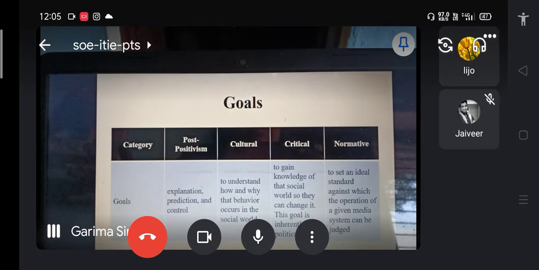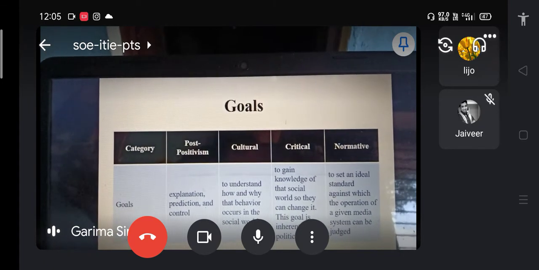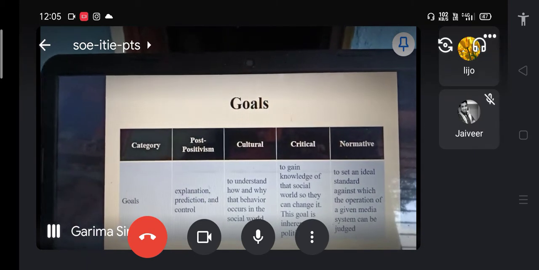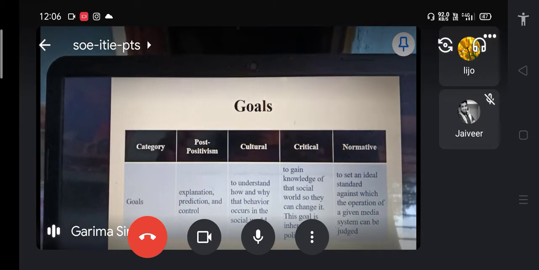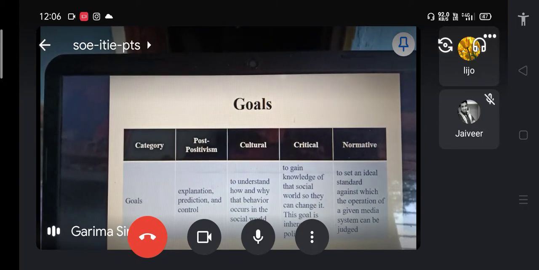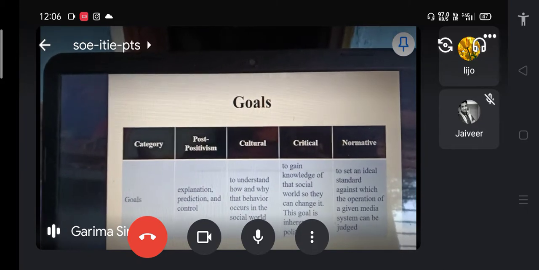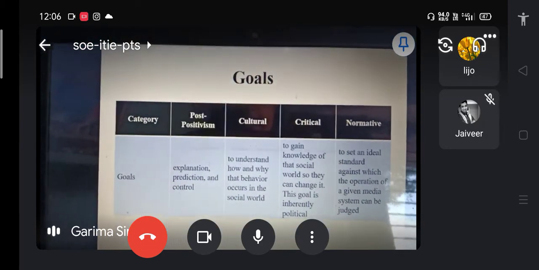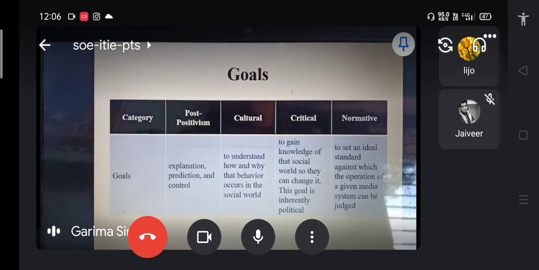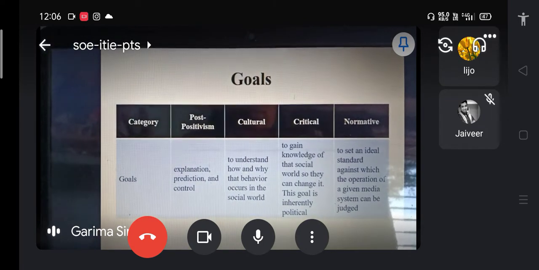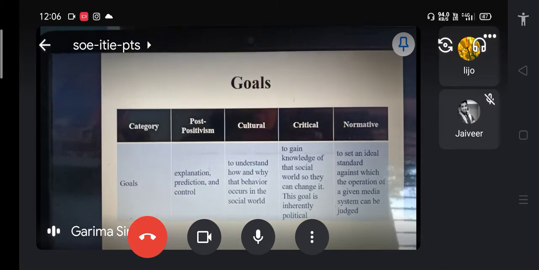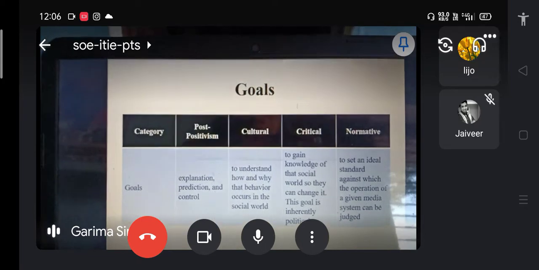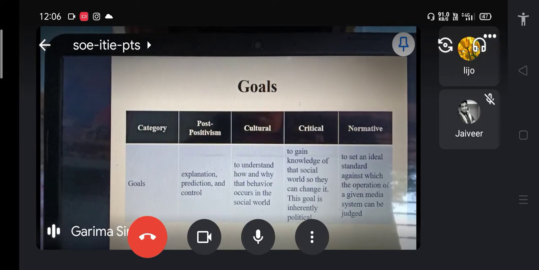And then I'm judging the media of America, of China, of Russia, of Korea, of India. Then I will have a judgment, I will have a comparative analysis. And this is the goal of normative. They want to judge on the basis of the ideal system they have selected. So what you do in normative research, you select one standard which is perfect as per you, which is the base of your research, and on the basis of that you judge the other system that you want to study.